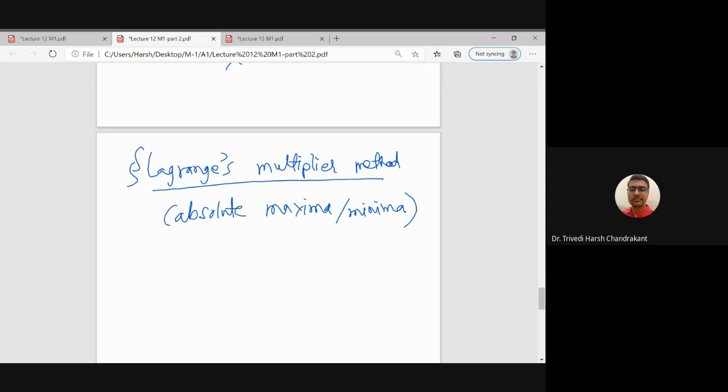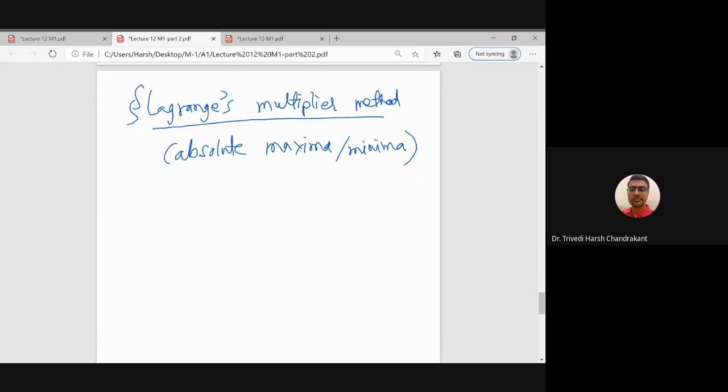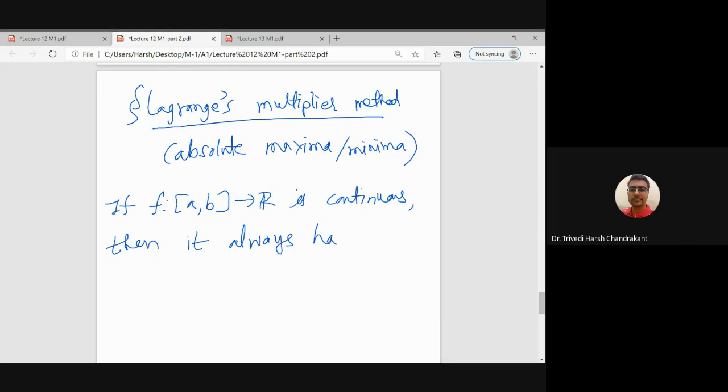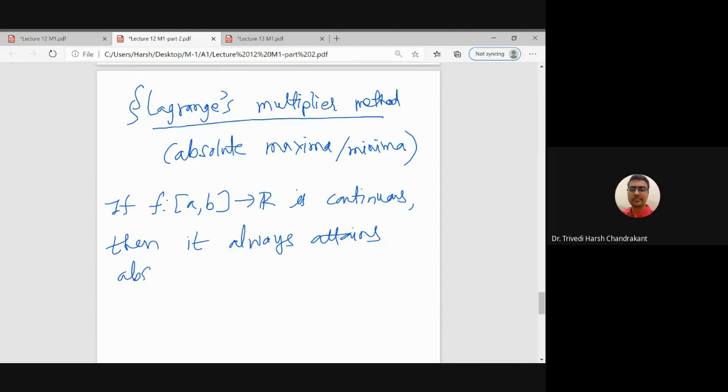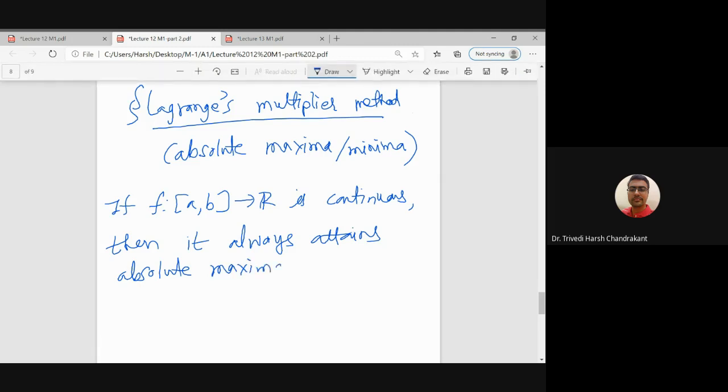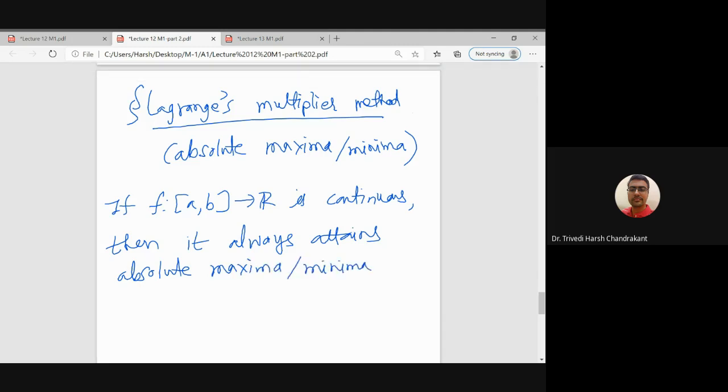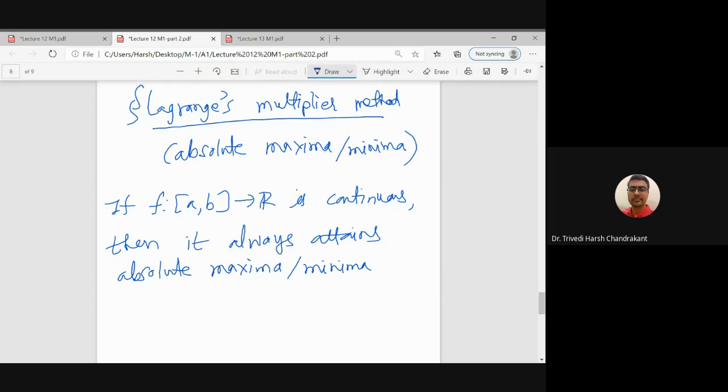So to find absolute maxima and minima of a function, if you recall, if we have a one variable function f from a closed interval [a, b] to R, and if this function is continuous, then it always attains its absolute maximum and minimum values, and it attains them at a point.